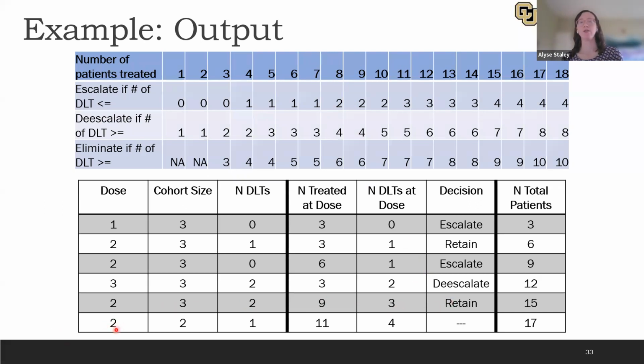We're now getting to the end of the trial, and we know we have to enroll more patients at dose level 2, but even though we expected 18 patients to be enrolled, we actually only have 2 remaining patients available. And that's not a problem with the BOIN design. So we can now enroll a cohort of 2, and one of them experienced a DLT. The trial is now complete because we have reached our maximum sample size of 17 patients.